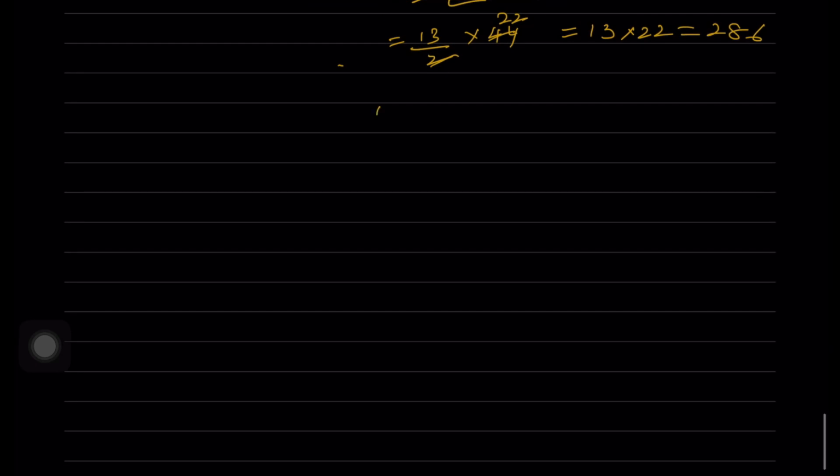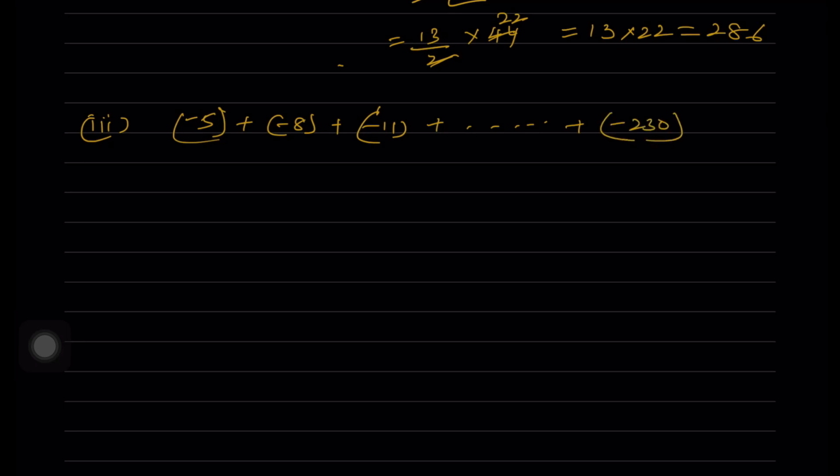Next one. So the third one, we have minus 5 plus minus 8 plus minus 11 plus so on up till minus 230, which is the last term. Which term is this minus 230? We have to see.